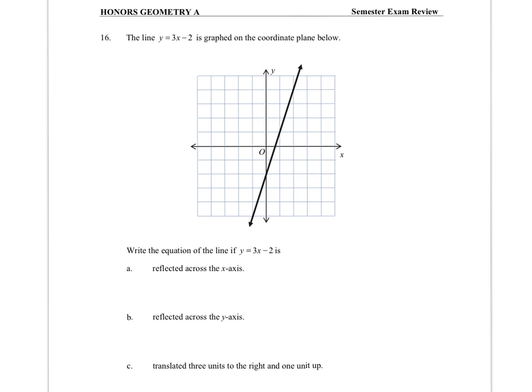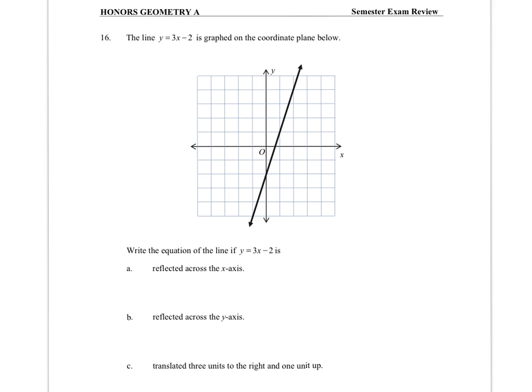Question 16 says the line y = 3x - 2 is graphed on the coordinate plane below. We're going to write the equation of the line if y = 3x - 2 is A, reflected across the x-axis, B, reflected across the y-axis, and C, translated 3 units to the right and 1 unit up.